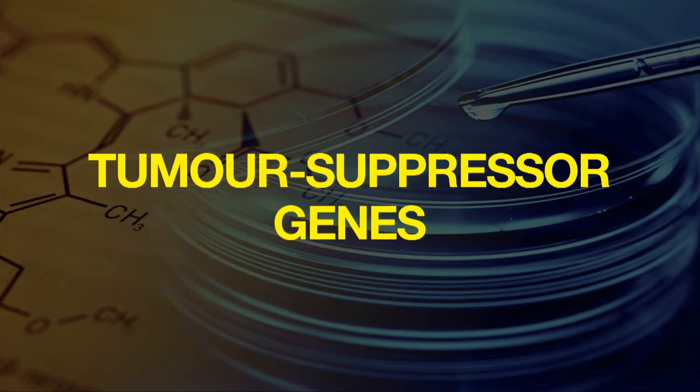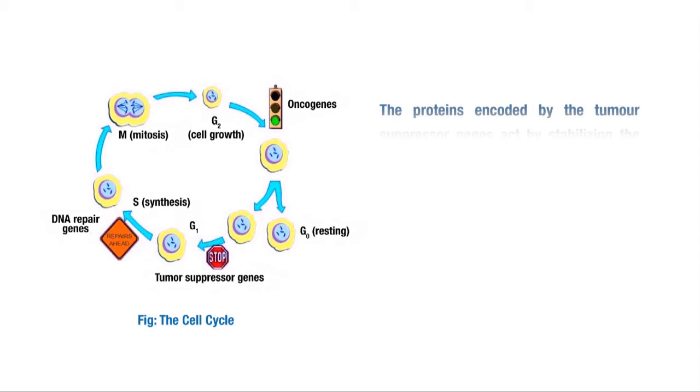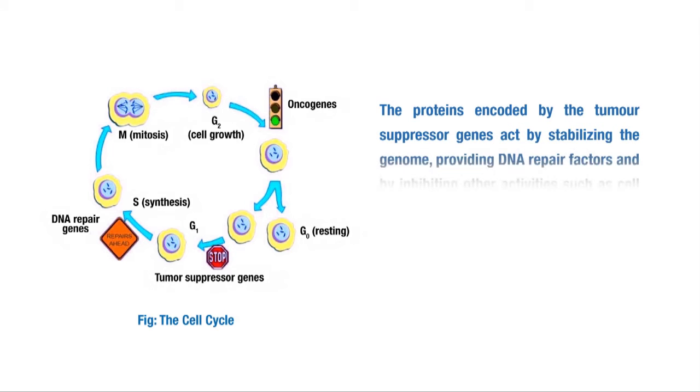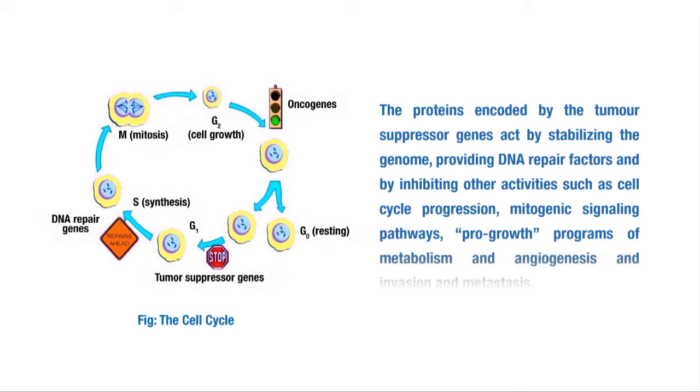Next, let us take up the tumor suppressor genes. Tumor suppressor genes repress or inhibit the cell cycle or promote apoptosis. The proteins encoded by the tumor suppressor genes act by stabilizing the genome, providing DNA repair factors, and by inhibiting other activities such as cell cycle progression, mitogenic signaling pathways, pro-growth programs of metabolism, and angiogenesis and invasion and metastasis.